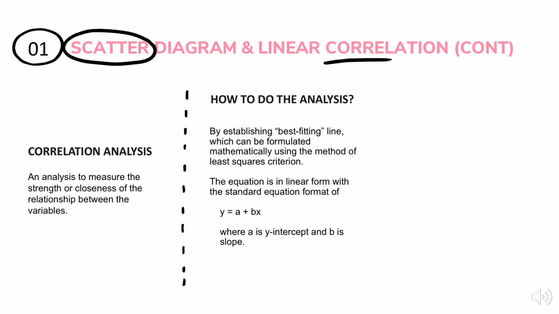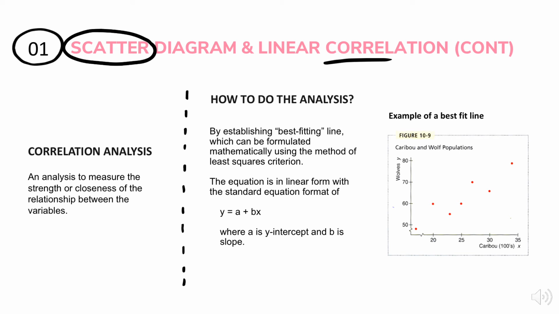It can be done by establishing what we call best fitting line, which can be formulated mathematically using the method of least squares criterion. The equation is in linear form with a standard equation format of y equal to a plus bx, where a is y-intercept and b is the slope. We're going to have a look at how to solve for a and b values in the later slides.